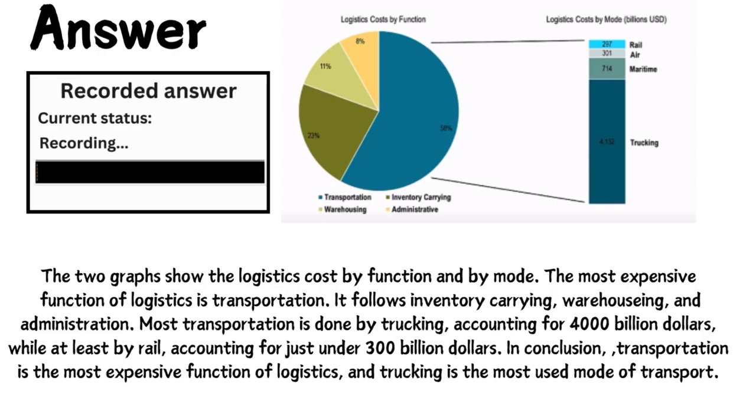The two graphs show the logistics cost by function and by mode. The most expensive function of logistics is transportation. It is followed by inventory carrying, warehousing, and administration. Most transportation is done by trucking, accounting for $4,000 billion, while the least is by rail, accounting for just under $300 billion. In conclusion, transportation is the most expensive function of logistics, and trucking is the most used mode of transport.